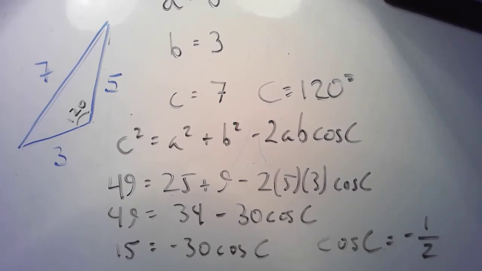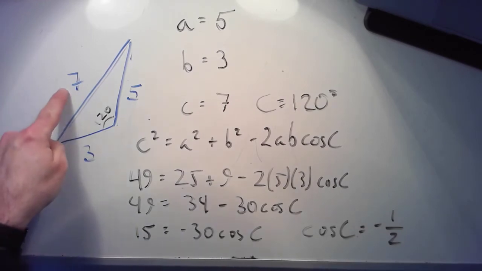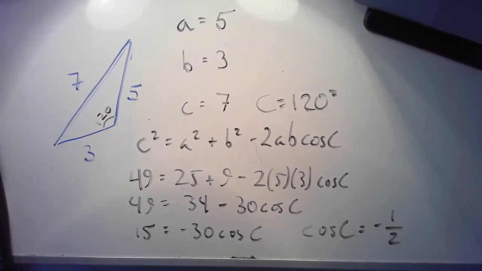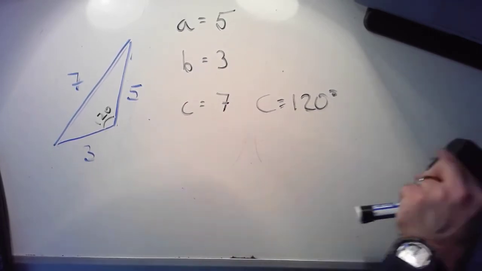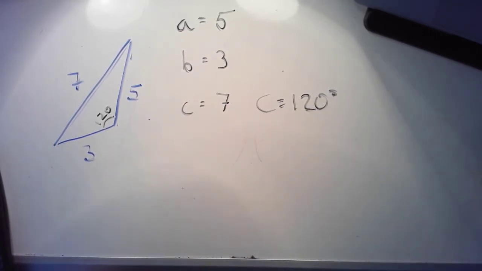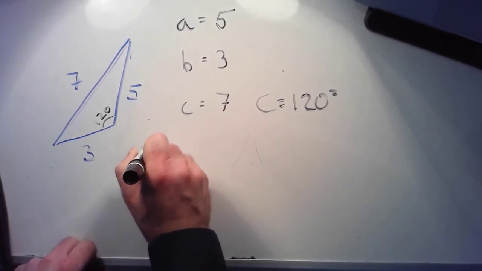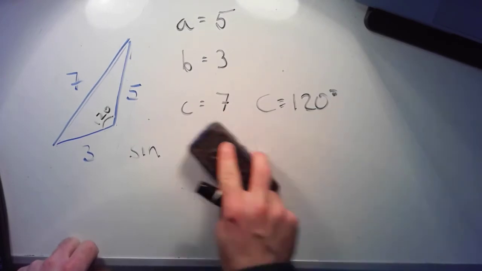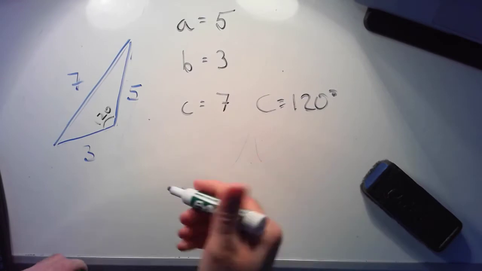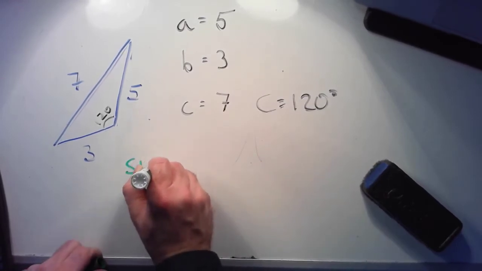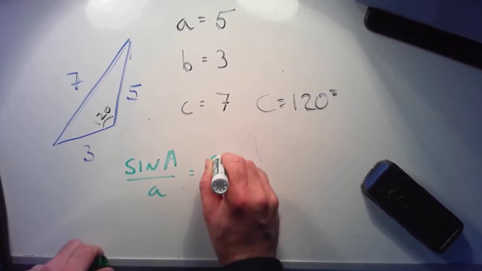120. Okay, good. So with that one angle found, I now have a side and its opposite angle. So law of cosines, be gone. And now we'll finish this up with the law of sines. So the law of sines says that the sine of an angle over its opposite side is constant across the triangle.